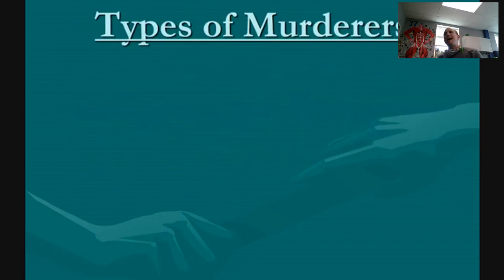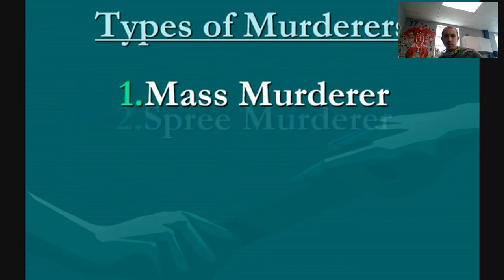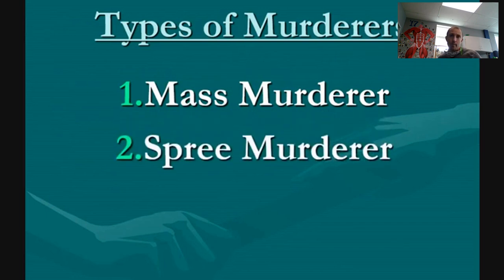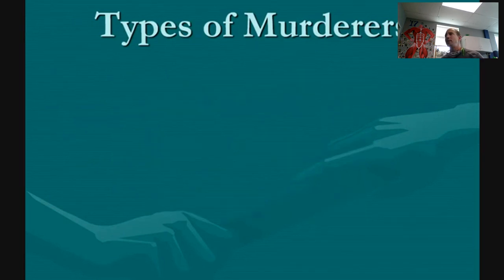Okay, so as we start to learn about serial killers, there are a couple of key common misconceptions that we need to separate. There are three different types of murderers that we are going to talk about today, three different broad categories. They are mass murderers, spree murderers, and then serial killers. So let's start to break down what the differences are between each of these.